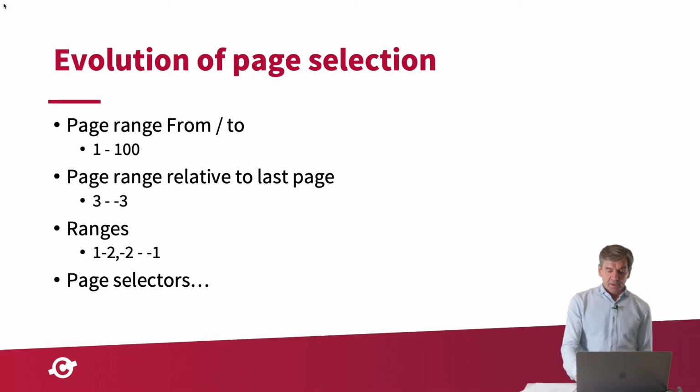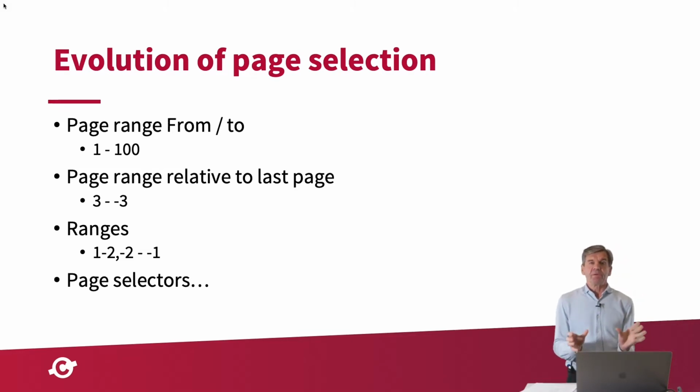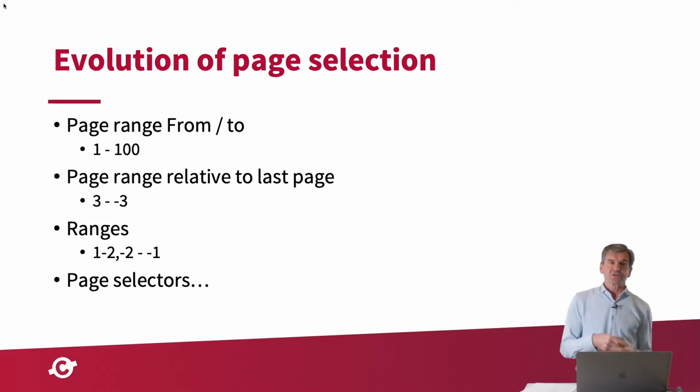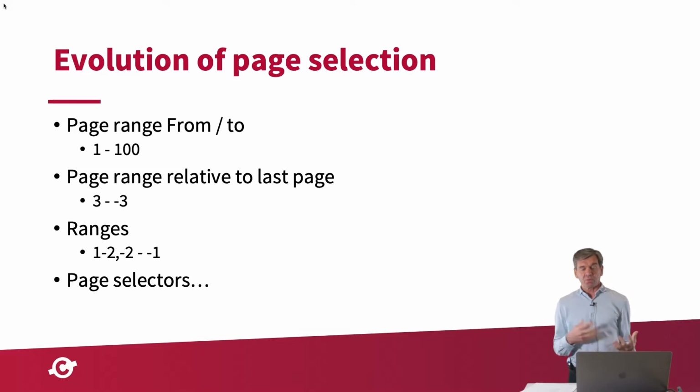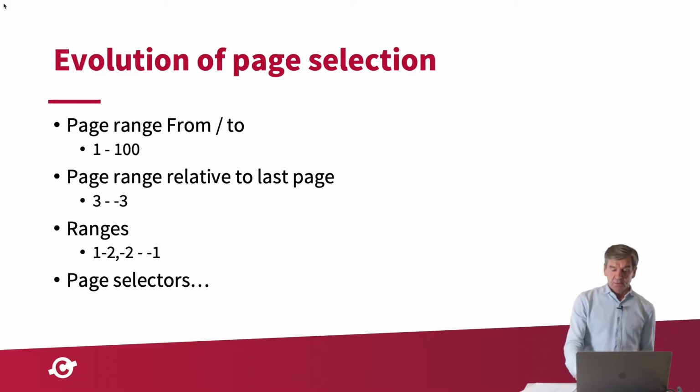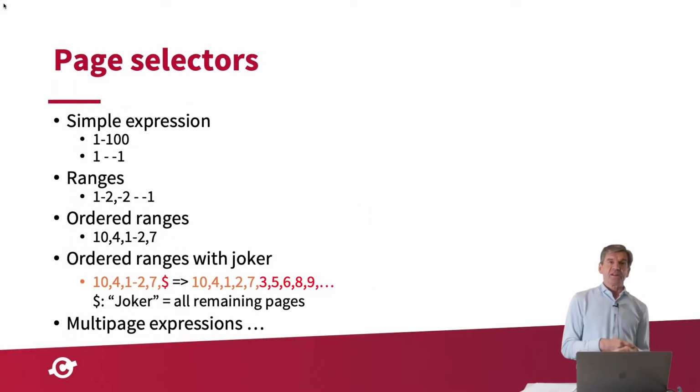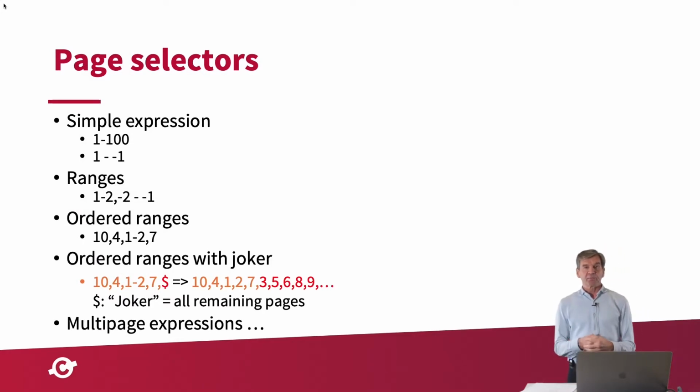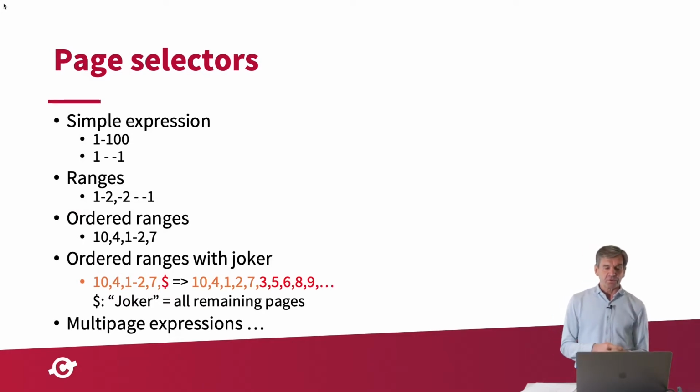And this is all page ranges, so you can already use that, maybe with the exception of the last example, in pdfToolbox wherever you use a page range. But now we are introducing page selectors whenever you select pages. Of course you could do the same as before, a simple expression or a range. You can also have ordered ranges, like page 10, page 4, 1 to 2 and 7, and you see they are not following one after the other.